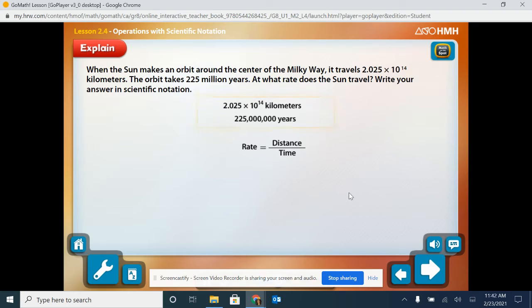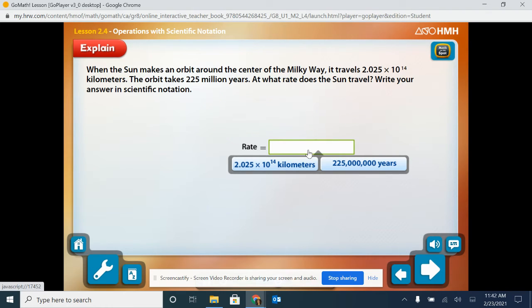Now that you have a formula that shows the relationship between rate, distance, and time, you can substitute the values you have. So now you're going to divide, okay? You're going to divide those two numbers, the kilometers divided by the years. You've seen that it may be easier to work with scientific notation.